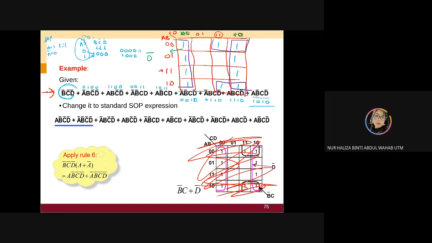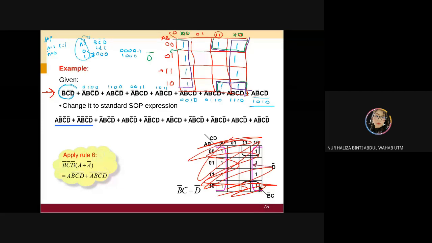So I have another square. This is my square. I look at the upper part: the thing that is fixed is C, which is 1, and D is changing, 1 and 0. So mine will be C. And I look at my A and B here. B is 0, it's fixed, but A is changing, 0 and 1, so my B will be fixed, B bar.